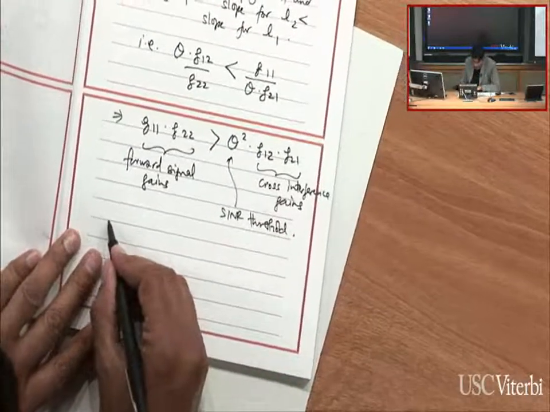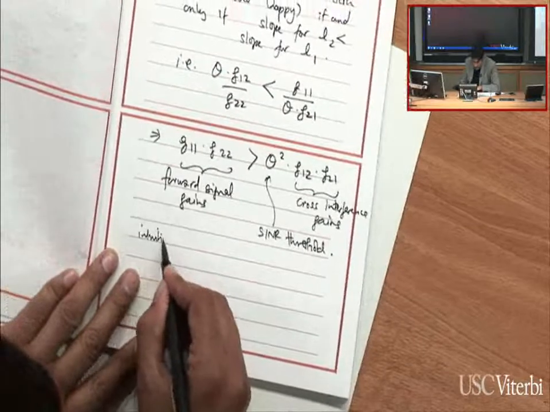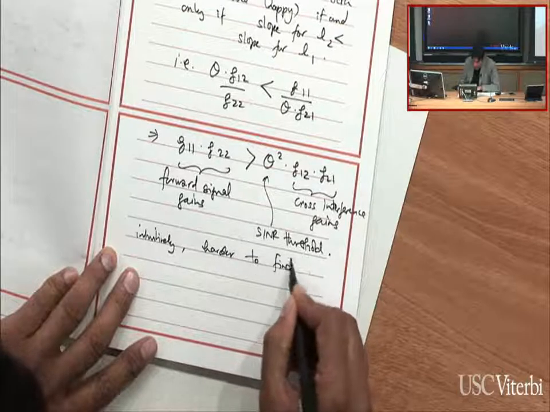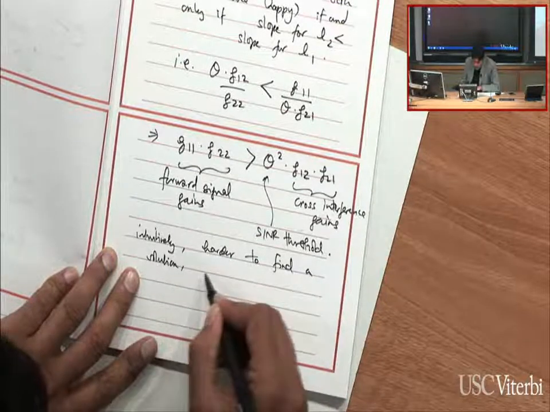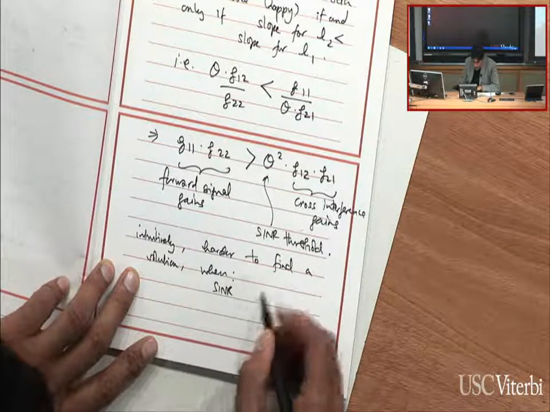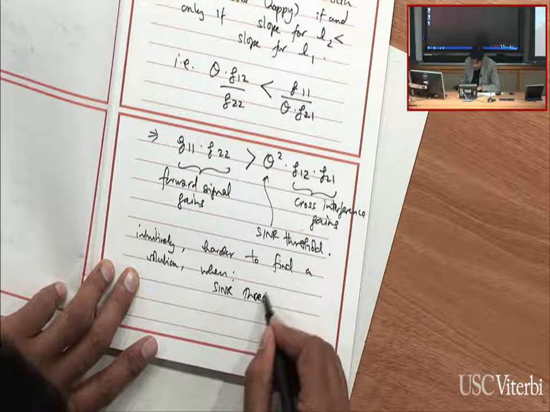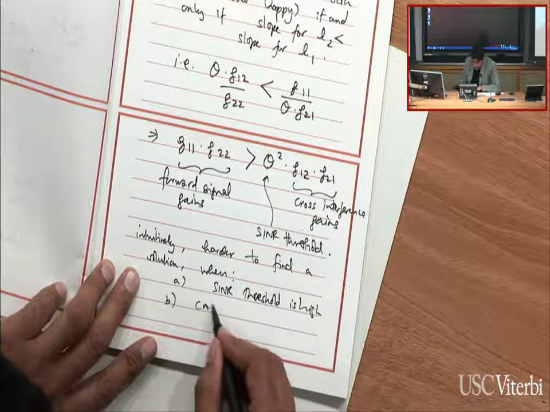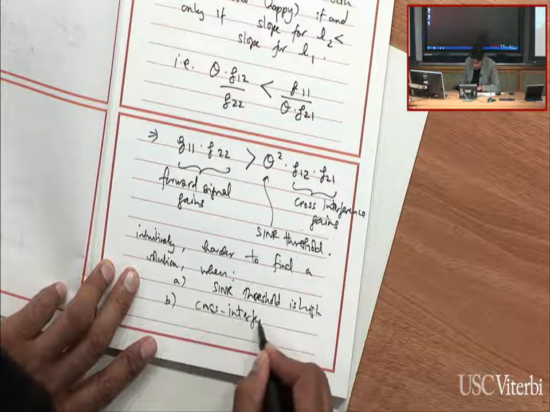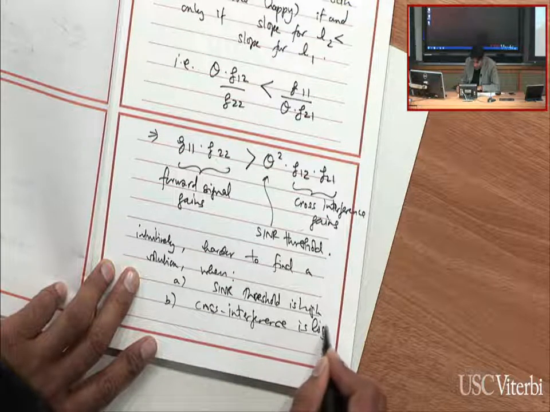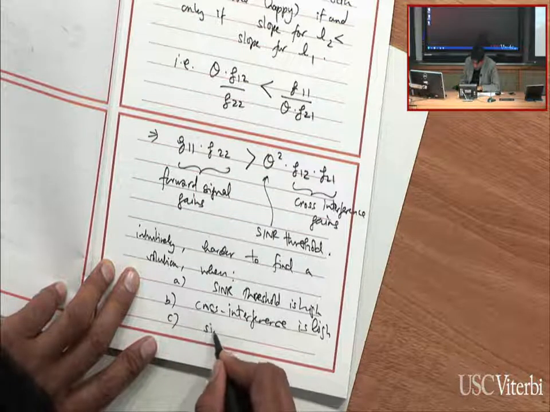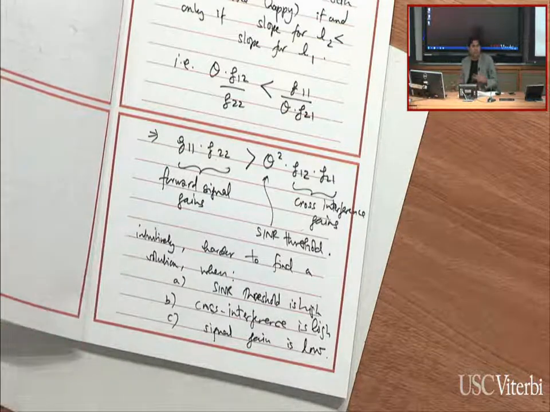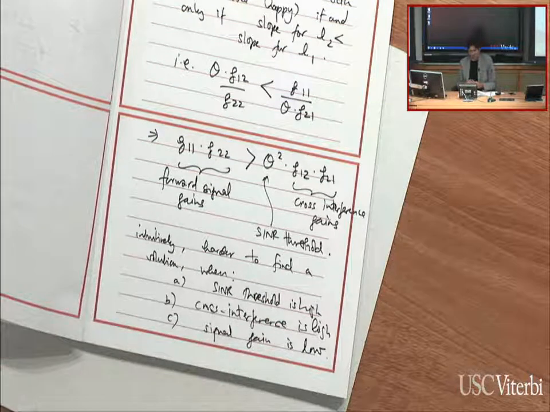So intuitively, it's harder to find a solution when A, the SINR threshold is high; B, cross interference is high; C, signal gain is low. Right? So these are very intuitive statements, but this equation kind of captures all of those intuitions.